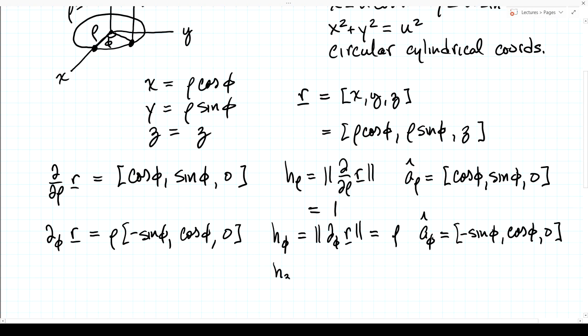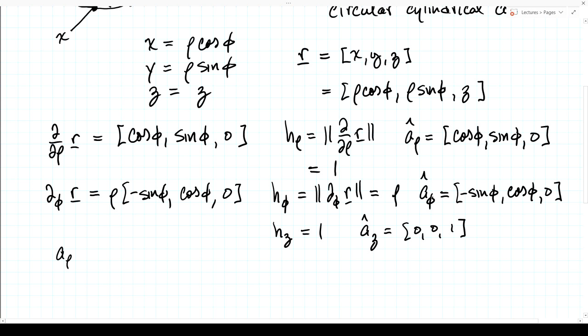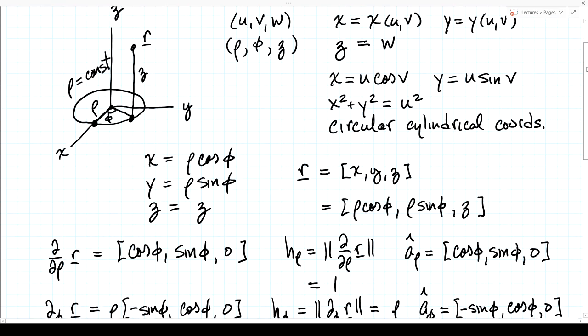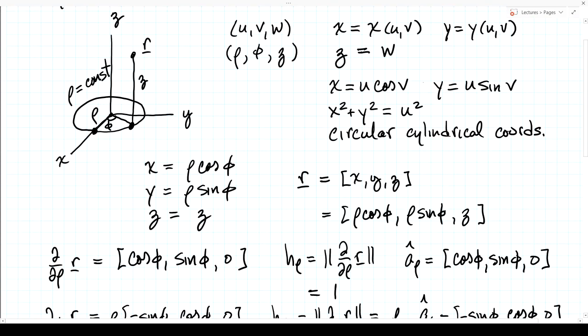And of course, z is the same coordinate we had in rectangular coordinates, so the scale factor is equal to 1, and the unit vector is just 0, 0, 1. It's easy to verify that a hat rho dot a hat phi is equal to a hat rho dot a hat z is equal to a hat phi dot a hat z is equal to 0. So this is an orthogonal coordinate system. The unit vectors, which now are functions of position, are always mutually perpendicular. That's very important. Why do we use a coordinate system like this? Well, let's look in the z equals 0 or xy plane.